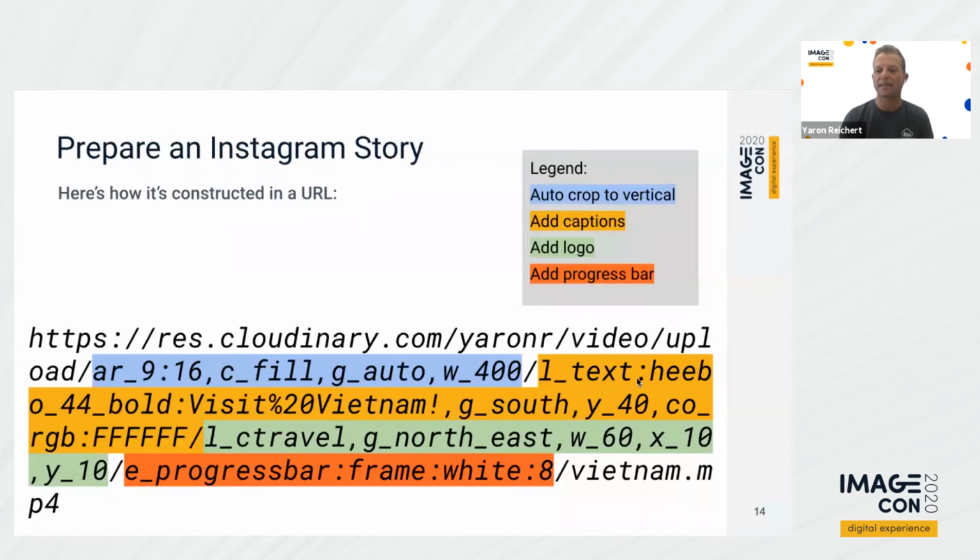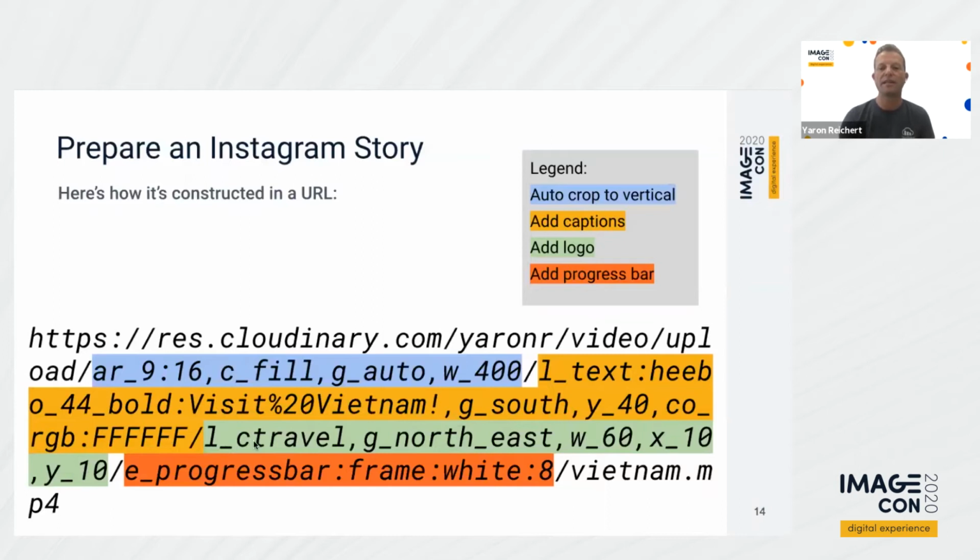Adding a text layer, the orange part, is basically the title. So I'm adding a text with the Hebrew font in 44 pixel size, bold. And this is the actual text, Visit Vietnam. I want it to appear in the bottom part, so gravity south, and some fine tuning of where exactly I want the text to be. And finally, the actual text color, which is white in this case.